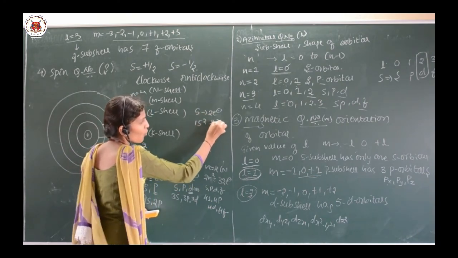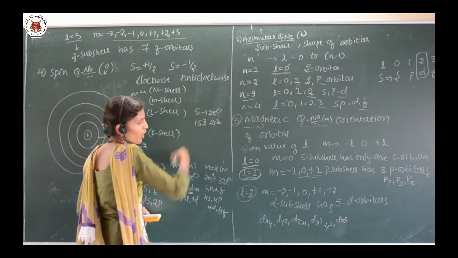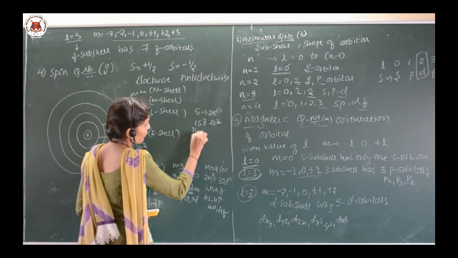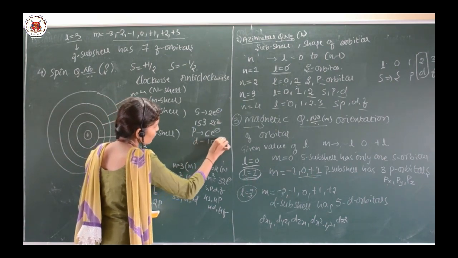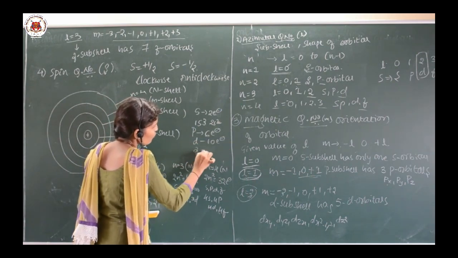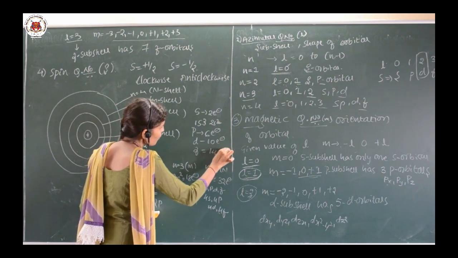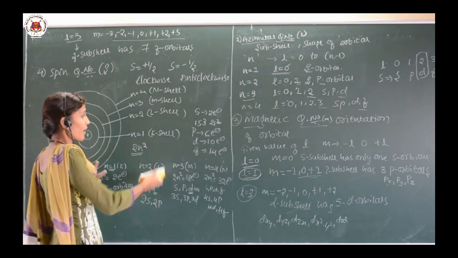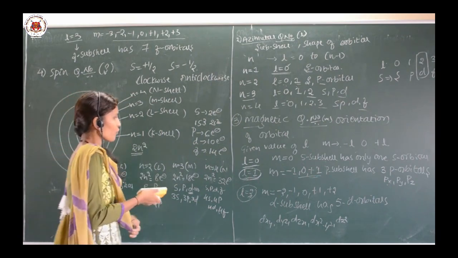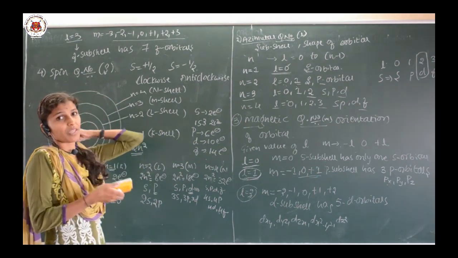So, S can accumulate 2 electrons, that is why we write 1s2, 2s2. Why are we writing only 2? Because S can have 2 electrons. For P, 6 electrons, for D, 10 electrons, and for F, 14 electrons can accumulate. Like this we can explain the electron distribution in the S, P, D, F orbitals.